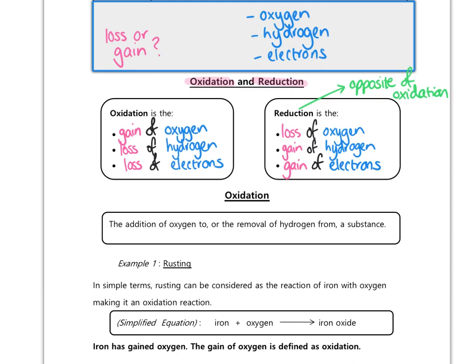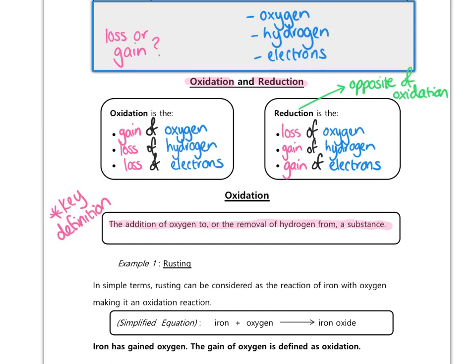Here is the definition for oxidation, and that is really important. That is quite often asked in exams. So we can see from our box above that oxidation is something either gaining oxygen, losing hydrogen or losing electrons. Putting that into a definition, we say that oxidation is the addition of oxygen to or the removal of hydrogen from a substance. That's just putting it into a more proper definition. That's the definition they would be looking for in your exam.